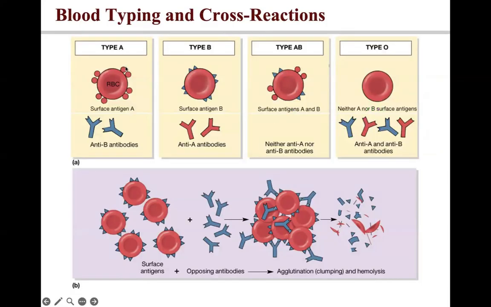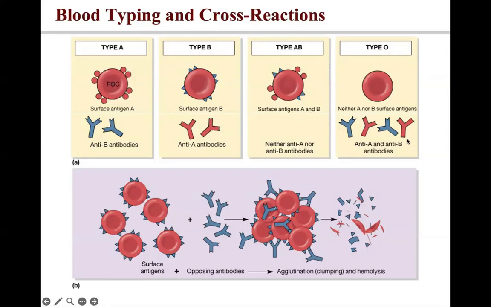So if you see type A, this is the red blood cell, and on the surface is antigen A. What antibodies does it have? It has antibody B. Type B, on the surface, has antigen B, and in the plasma, it has antibody A. Type AB has both antigen A and B, and it has none of the antibody A or antibody B. Type O does not have any antigen. So in the plasma, it has both antibody A and B.